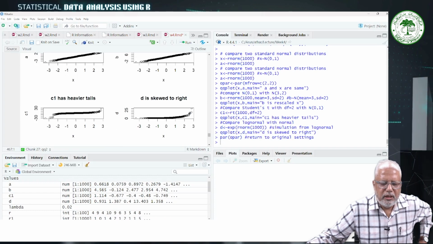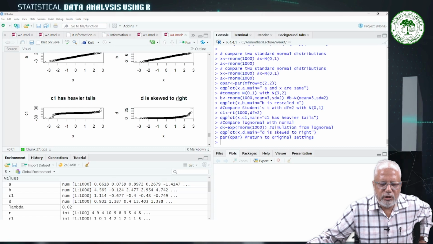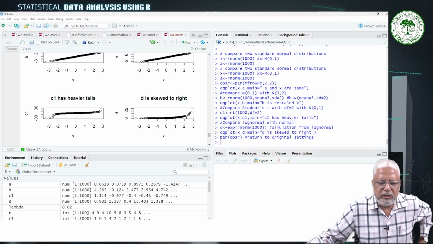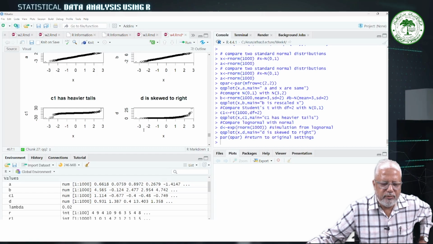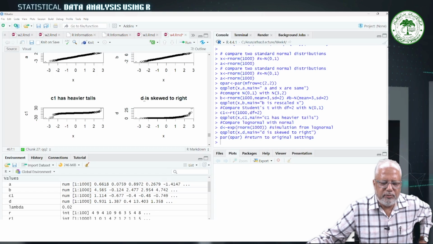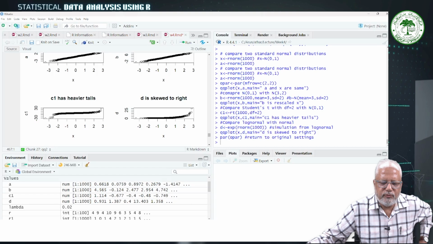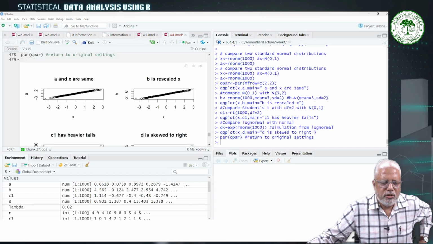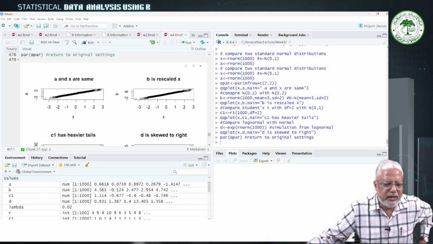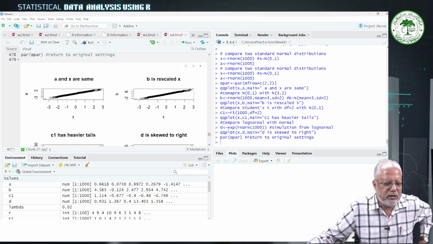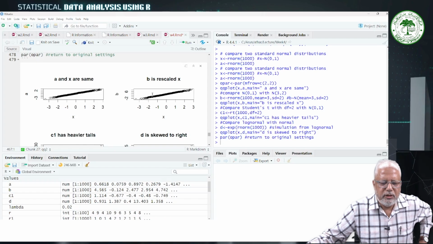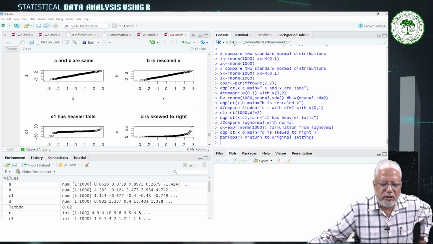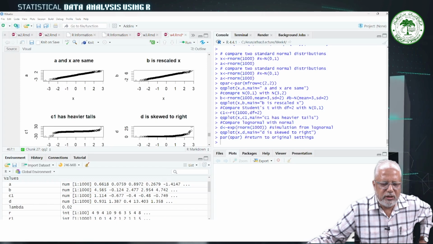And D is a left skewed distribution. So it is not satisfying y is equal to x, because on the x axis it is standard normal, and on the y axis it is the log normal distribution. So y is equal to x is fully satisfied in the first plot, because on the x axis it is standard normal, and on the y axis also standard normal. Here also they are to some extent satisfied, because there is only a change of location but the trend is the same.